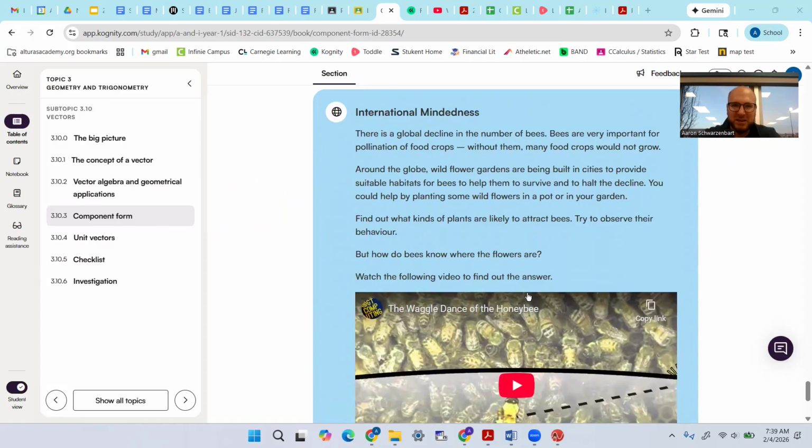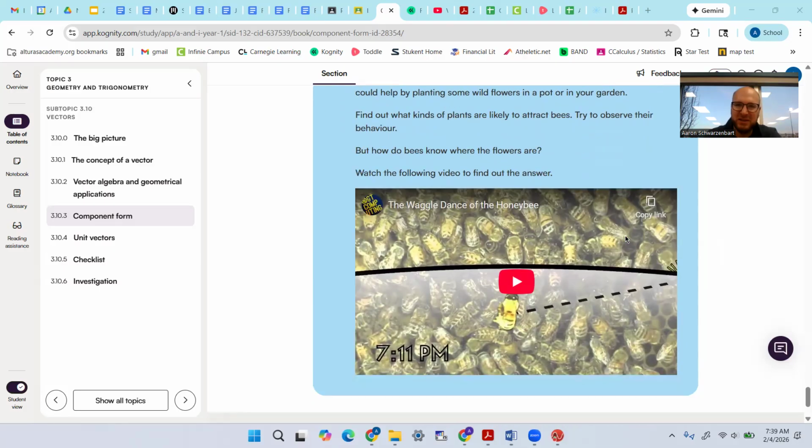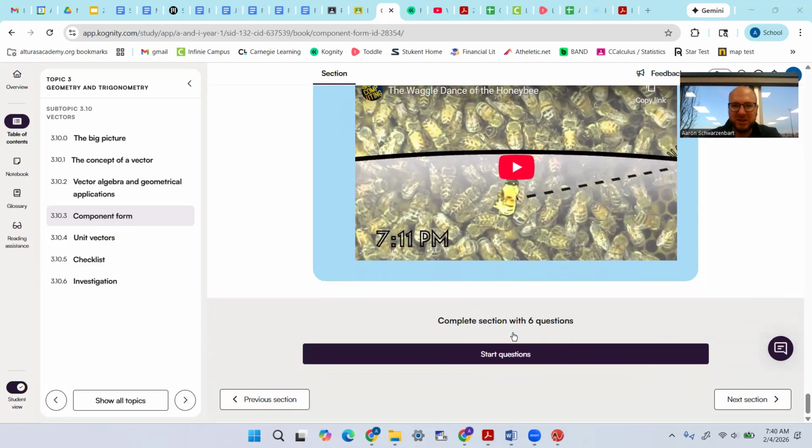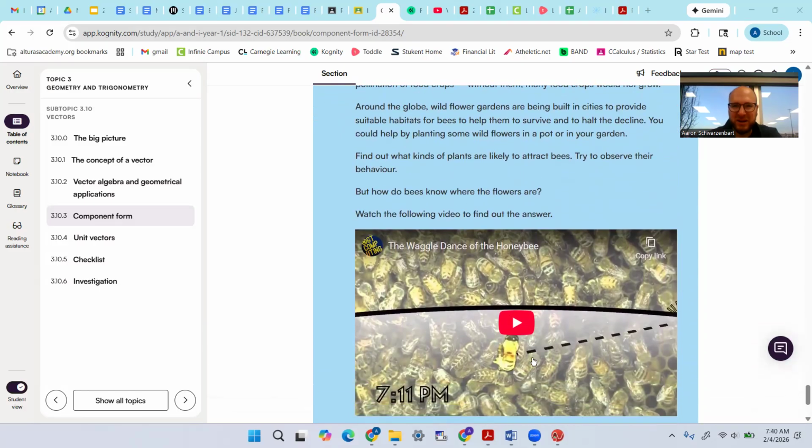International mindedness. There's a global decline in the number of bees. Bees are important for pollinating. Without them, many food crops would not grow. Around the globe, wildflower gardens are being built in cities to provide suitable habitats for bees to survive and try to halt the decline. So this is a thing about bees worth watching. Also is going to apply vectors. So potential application of vectors with bees.